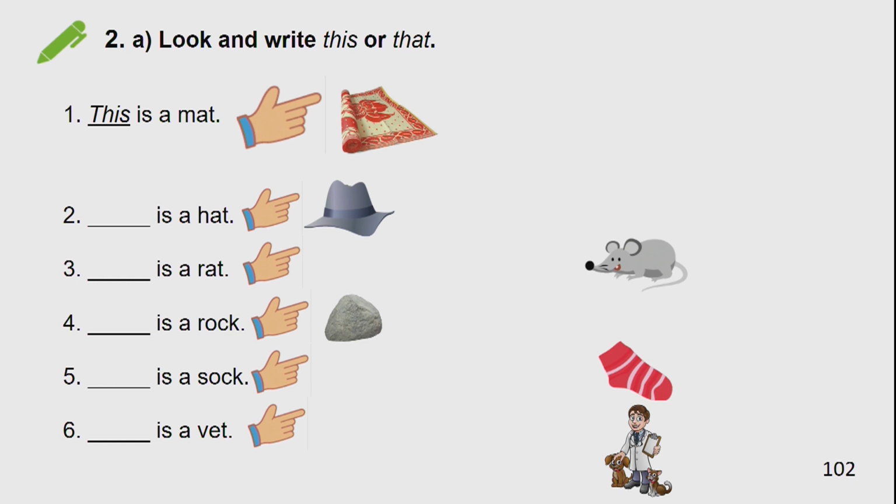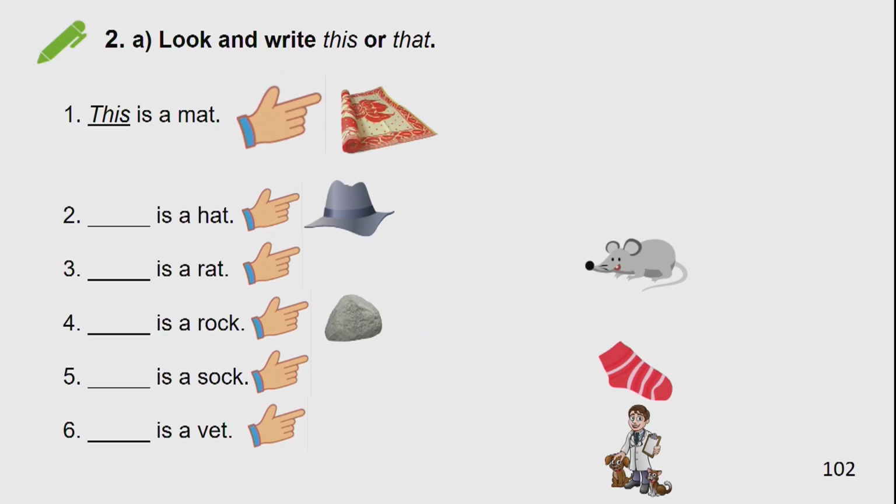Now have a look at exercise 2. Look at the pictures and write this if the object is close to you, or that if the object is far from you. For example, number 1. This is a mat. Now you look at the pictures and write words in your copybooks. Work individually. Have you finished? It's time to check your answers with your partners. Done, guys? Okay, let's have a look at your answers.